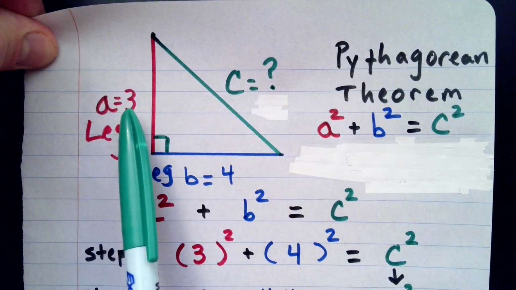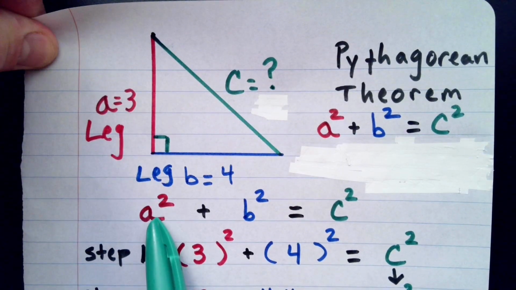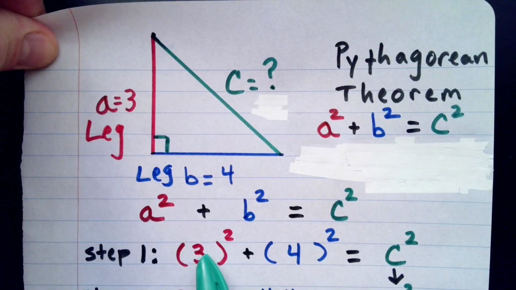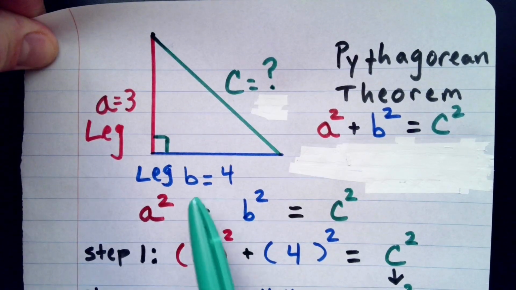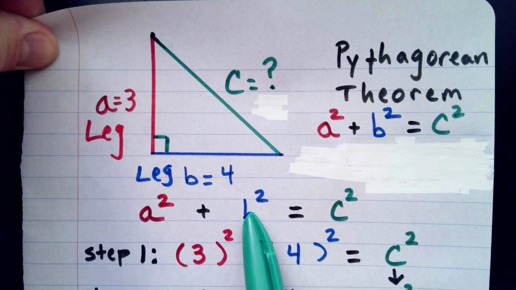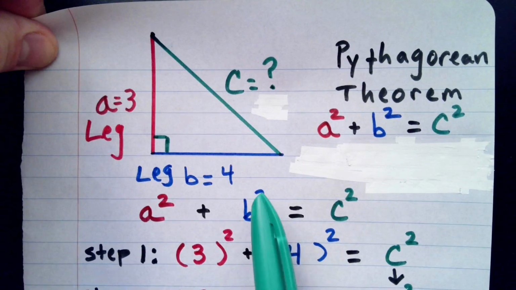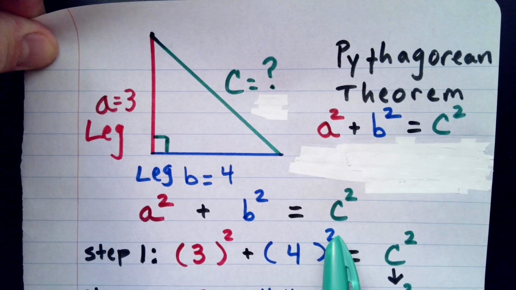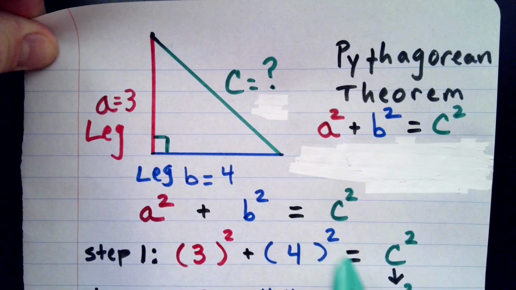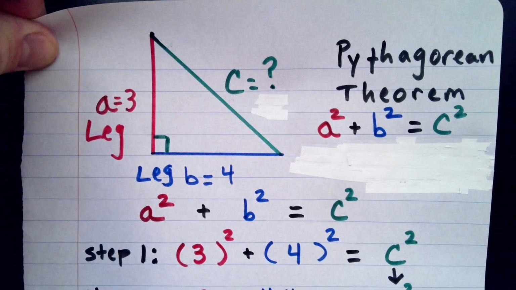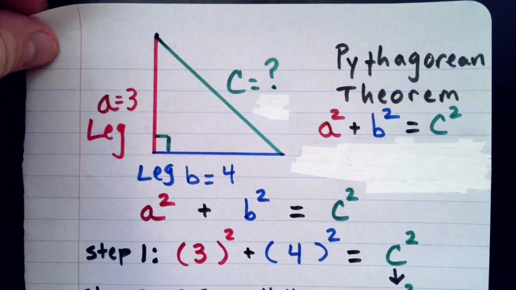So you can see here the value of a is 3. So in the formula where you see a, I'm going to substitute 3. Keep in mind this power of 2 stays the same. Plus, I'll rewrite that. The value of b equals 4, so I'm going to substitute 4 for b. Notice that the power of 2 stays in the same place. I'll rewrite the equal sign and then the c squared, because I don't know what the value of c is. That's what we're going to be solving.